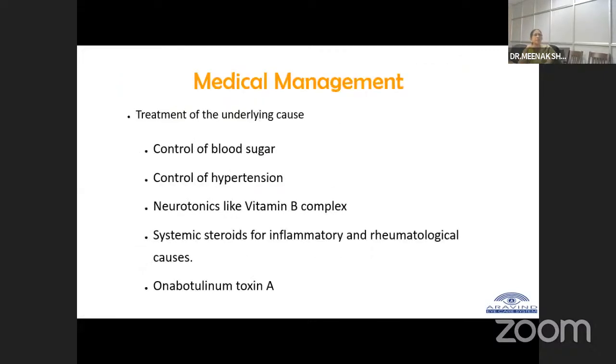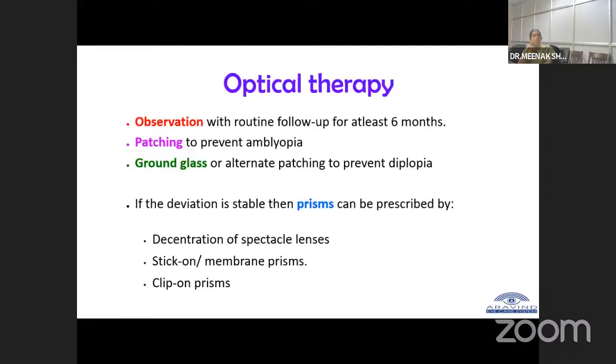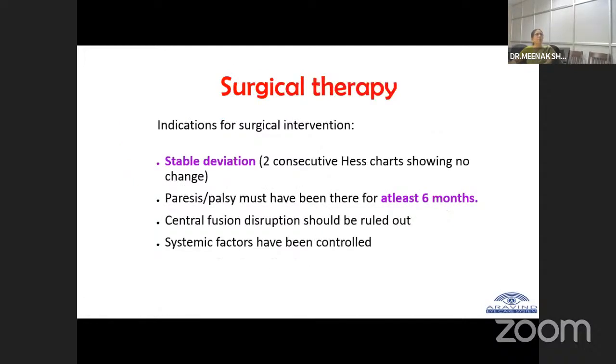Medical management is very important. In general, control all the systemic conditions. In optical therapy, we can use alternate eye patching to prevent amblyopia and to prevent diplopia, or ground glass can be given. And for smaller deviations, if the deviation is stable, prisms can be given, either Fresnel or clip-on prisms.